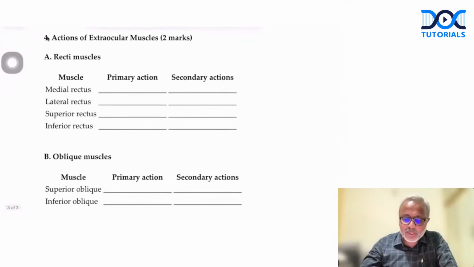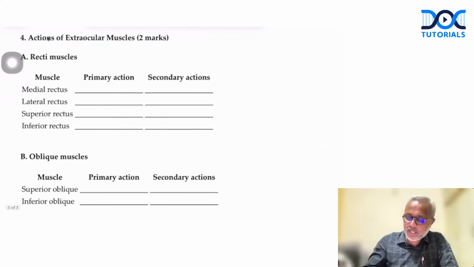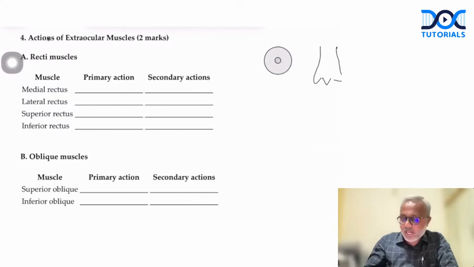Now, what about actions of extraocular muscles? The actions of extraocular muscles is easy to remember if you can practice the diagram that we are writing now. Okay, so let's imagine we have the eyeball. Let's imagine this is the nose, right? So we will learn about actions of each of these recti first, and then we'll go for obliques. So first, let's talk about the medial rectus itself. The medial rectus muscle brings about, this is, imagine, medial rectus.